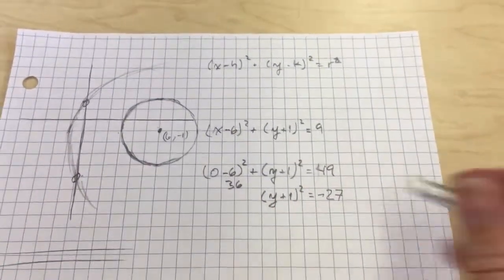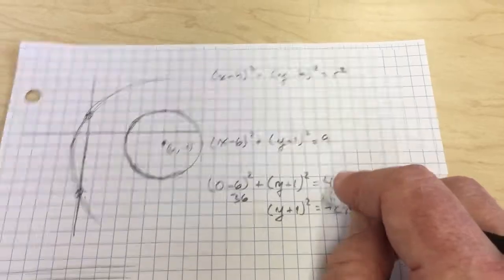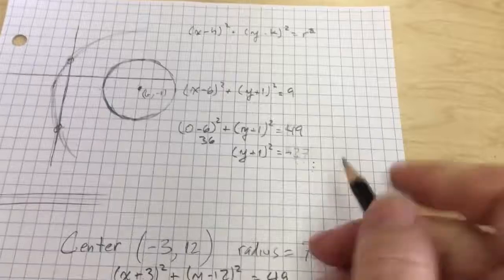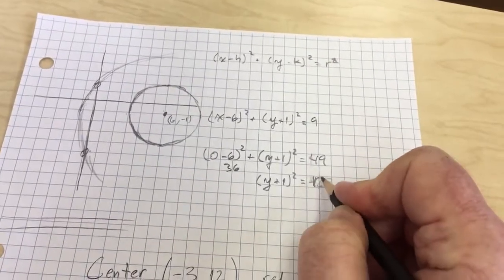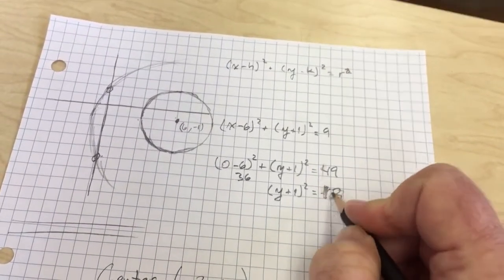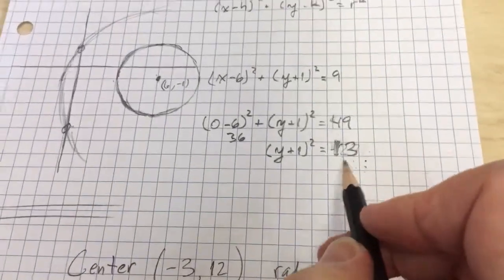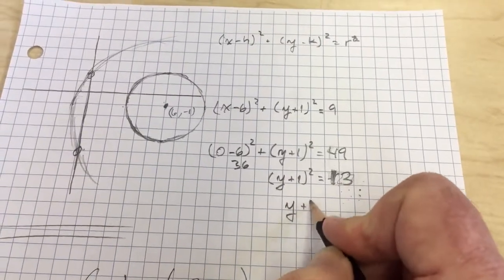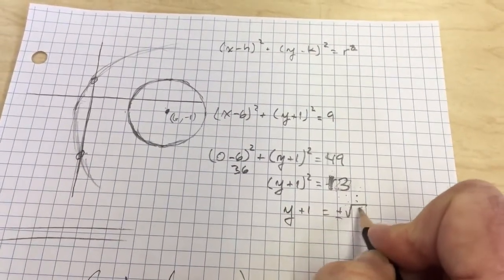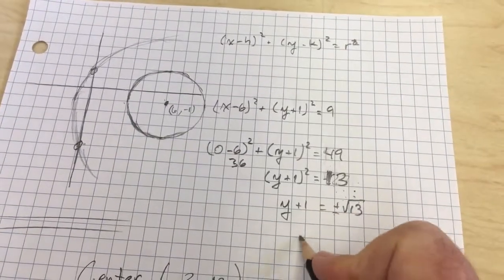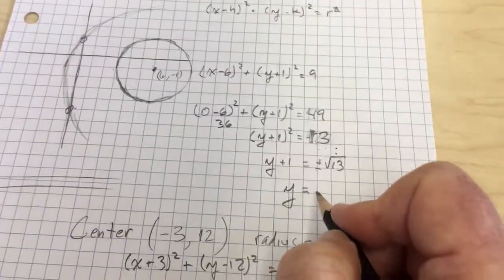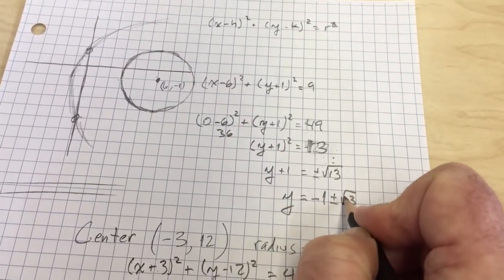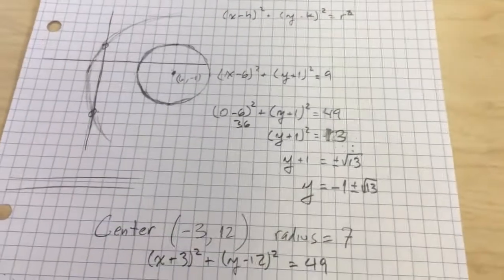So 49 minus 36. What's that? Isn't that 13? Yeah, it's 13. Let's erase that. So we got positive 13. That was weird having a negative number there. That was kind of freaking me out for a second. So anyway, I'm going to solve it for y. I'm going to take the square root of both sides. Easy, right? Plus or minus root 13. And subtract the 1. So there's my 2 y-intercepts: negative 1 plus or minus square root of 13.